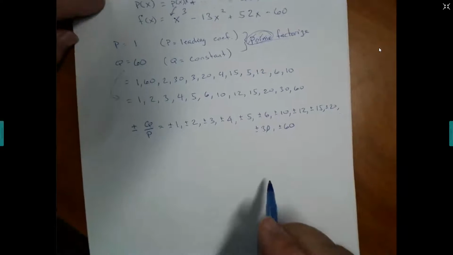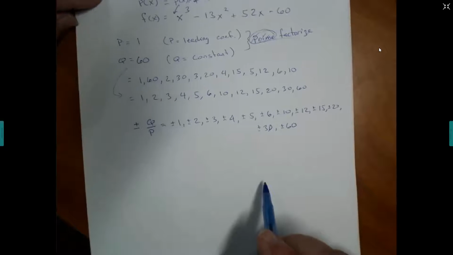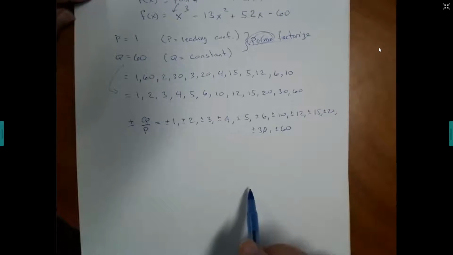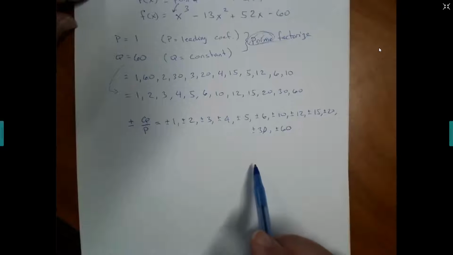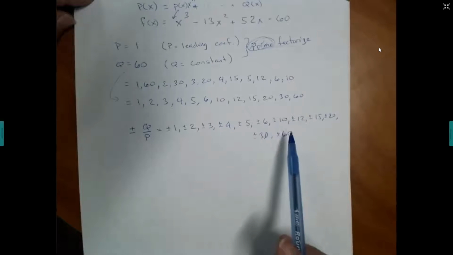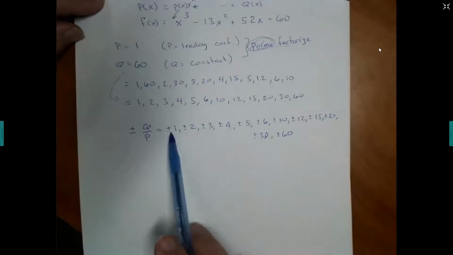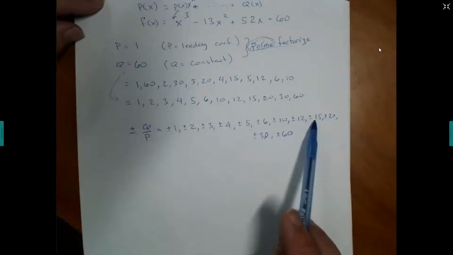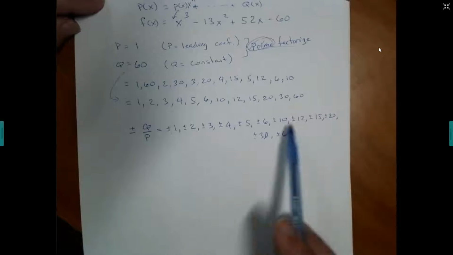It seems like a lot, but think about it. How many possibilities did we have before this? An infinite number. We don't know anything about that, so there are infinitely many numbers we can pick. Now we've narrowed it down to these 24 possibilities.